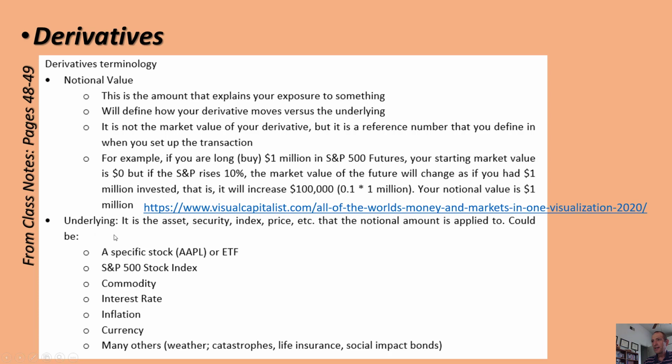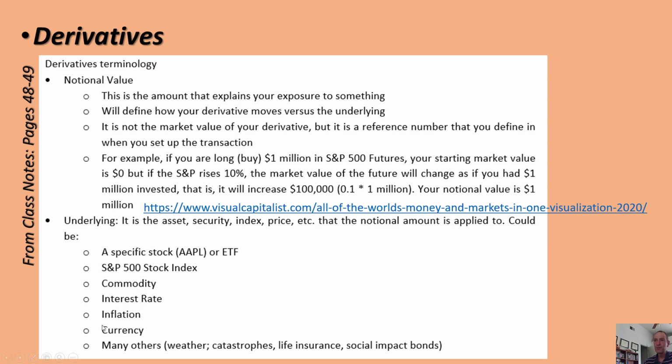What is the underlying? It can be an asset, a security, an index, a price. It can even be inflation. It can be weather. There are weather derivatives. Wall Street has gotten really fancy on these kinds of things. So it can be a specific stock like Apple. It can be an exchange traded fund, which is really interesting to me. It can be an index like the S&P 500 index. It can be obviously a commodity. It can be an interest rate, inflation, a currency.